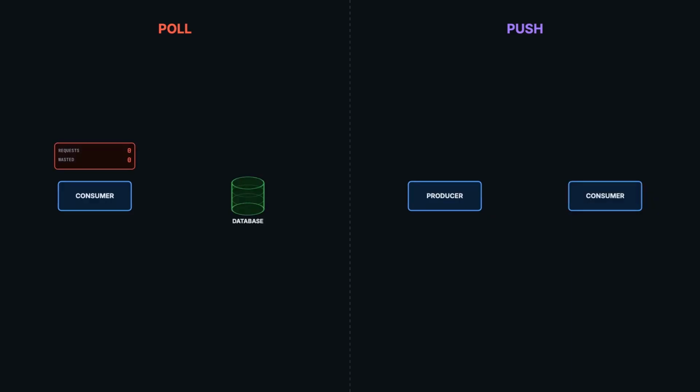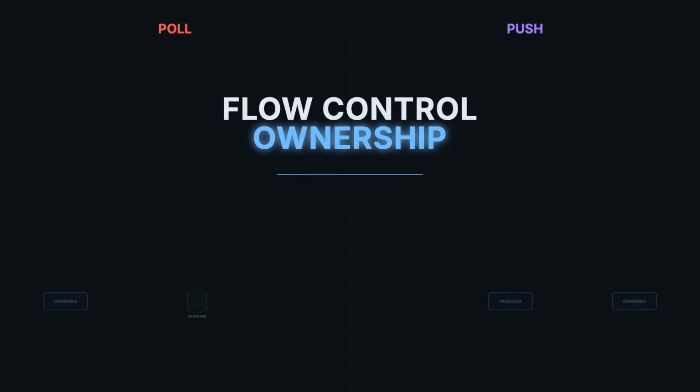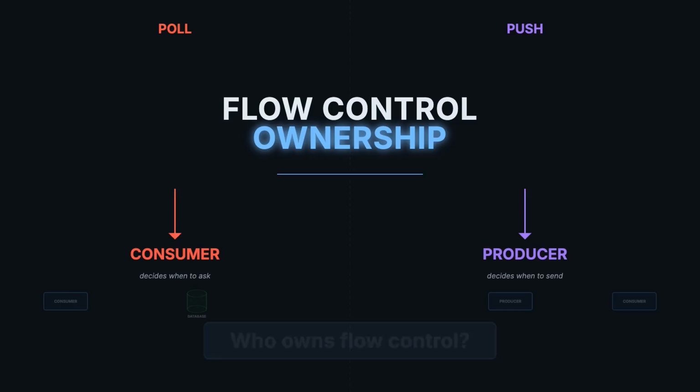Watch the left side. The consumer keeps asking, "Anything yet? Anything yet?" Most come back empty. Every one of those costs memory and CPU. Now the right, the producer fires one event, the consumer lights up. Done. So today we're covering the hidden axis most engineers completely miss. Who actually owns the flow control? The consumer decides when to ask, the producer decides when to send.